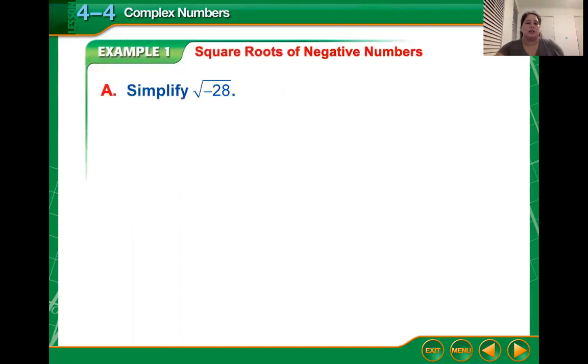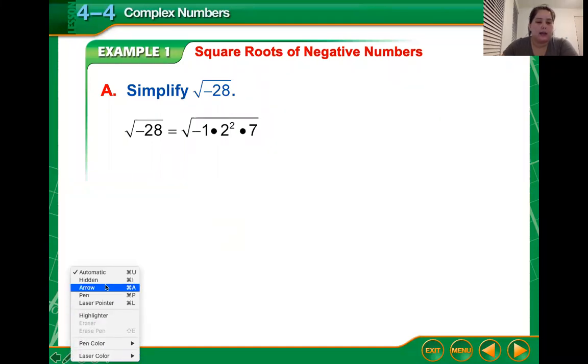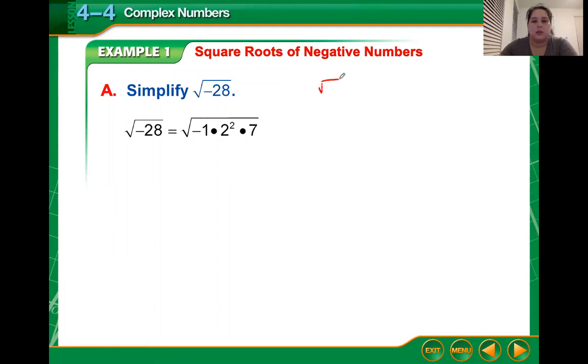So the first thing we're going to take a look at is the square root of negative numbers. We're going to simplify the square root of negative 28. We can break this up into the factors of negative 28. Whenever we have a negative, we're always going to pull out negative 1, and that is because the square root of negative 1 is i, which is imaginary.